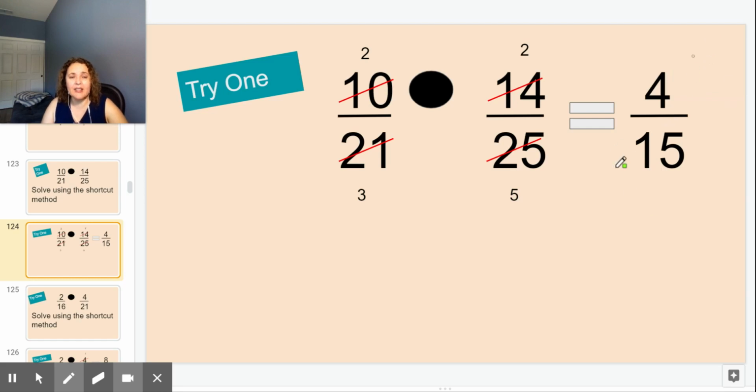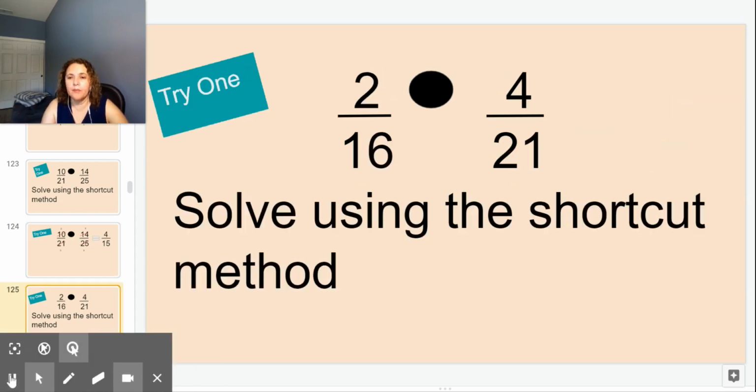4/15. Can I simplify any further? No, right? Because I can divide 4 by 2, but I can't divide 15 by 2. I cannot divide 4 by 3, but I can divide 15 by 3, so that's not going to help. I can divide 4 by 4, but 4 doesn't go into 15, so that's my simplest form.